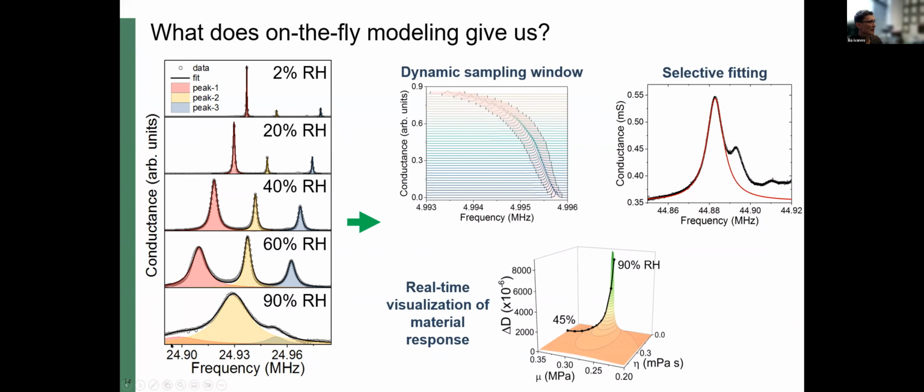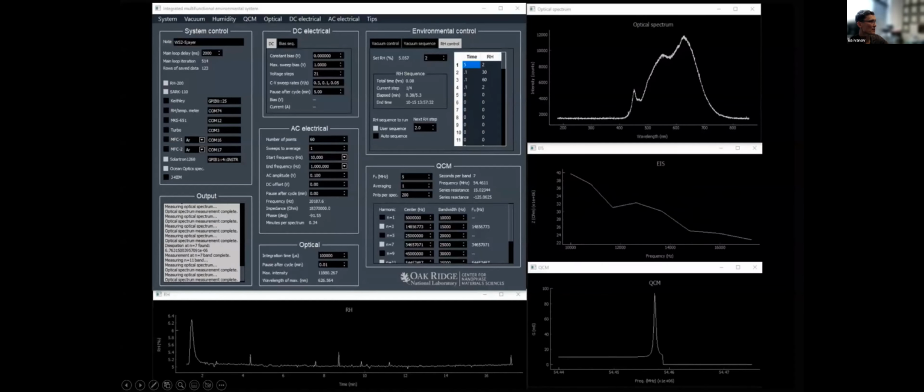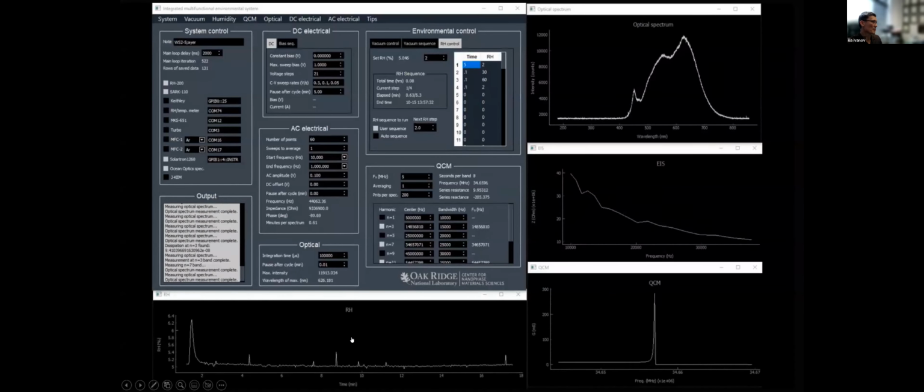So complete tracking of not a single peak, but the entire spectrum of the QCM response seems to be really important to be able to distinguish which peaks you are actually tracking, and to be able to bring real information to the researcher.